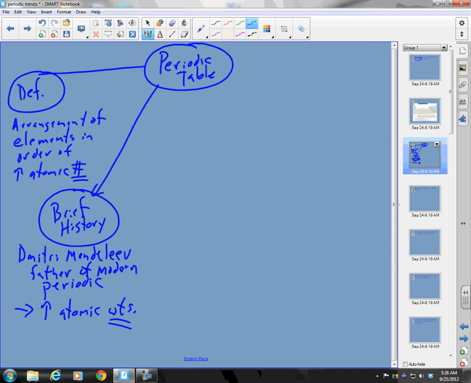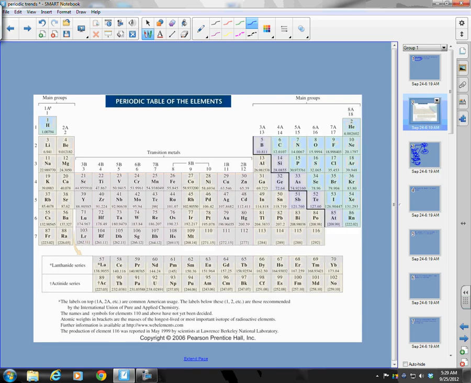And since then, there have been other things changed about the periodic table, but by and large, Mendeleev was the father, based it on increasing atomic weights, and now we've switched it to increasing atomic numbers. Good? Okay, so now let's talk a little bit about the layout. What is the layout? How is it arranged? Well, to talk about the layout, let's actually pull up a periodic table.